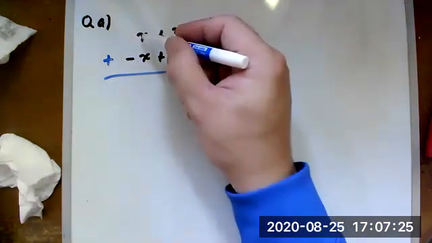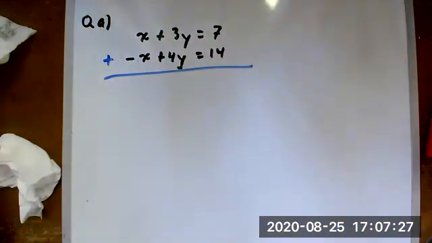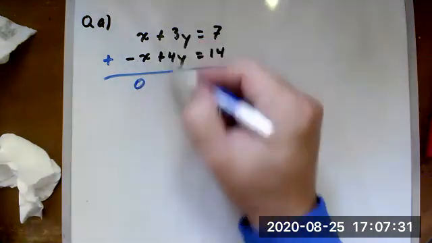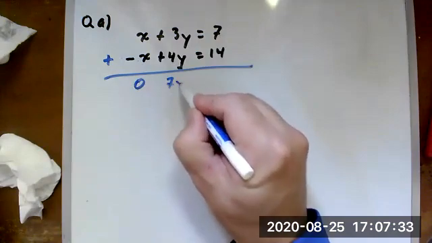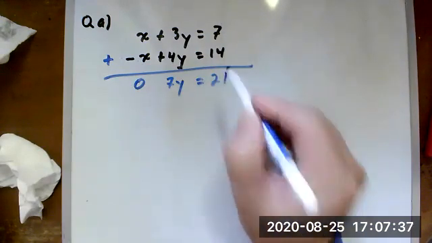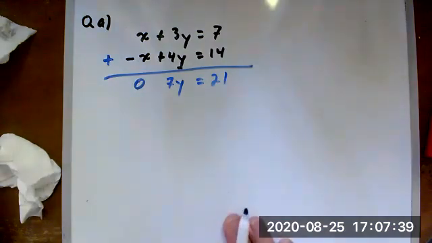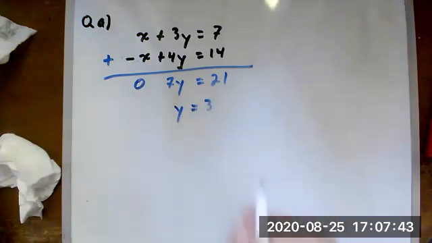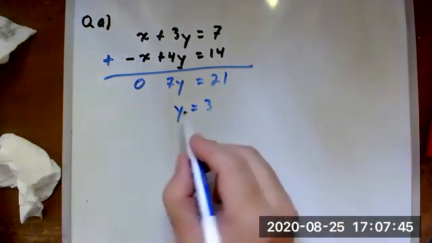So x plus negative x gets me 0. 3y plus 4y gets me 7y. 7 plus 14 gets me 21. We'll divide by 7 on both sides, and it turns out that y is simply equal to 3. Well, that makes life very, very easy.